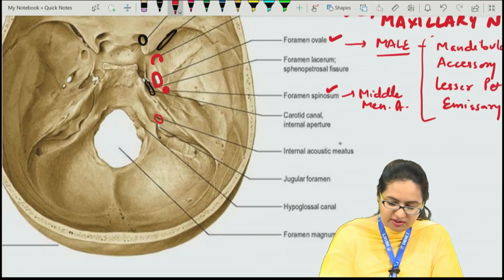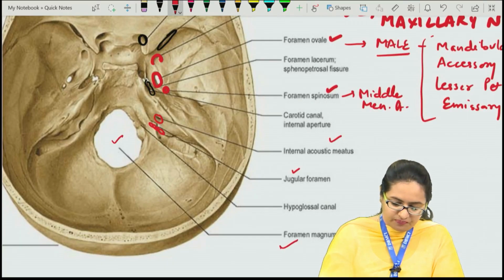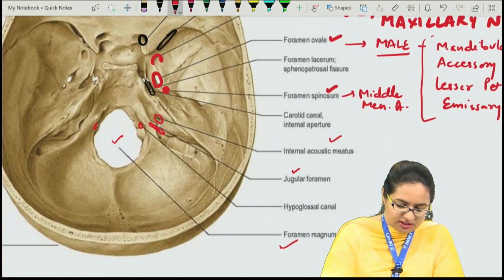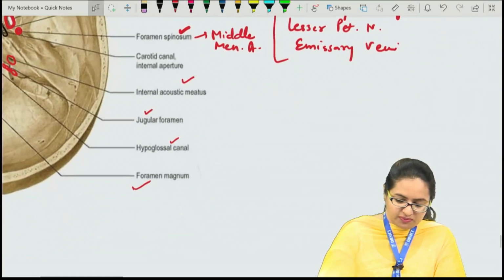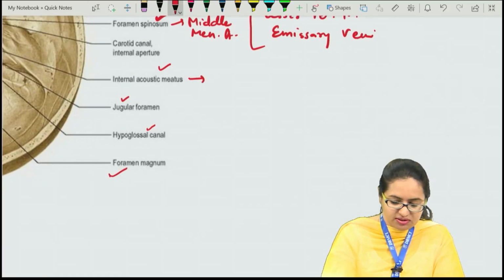This is the location where the internal acoustic meatus is. Then just behind it we have an irregular foramen known as the jugular foramen. This is the foramen magnum, and on the lateral aspects of the foramen magnum we have the hypoglossal canal. And these are the foramens which give passage to the rest of the structures.